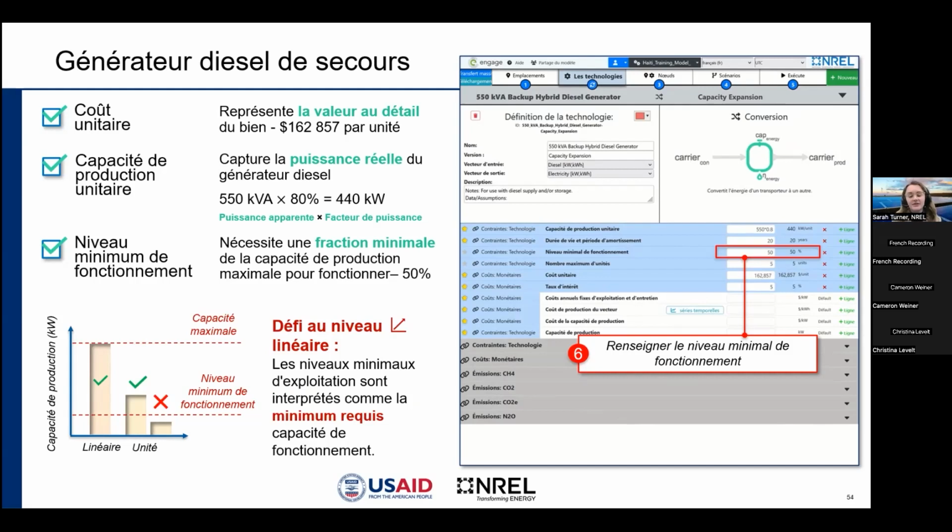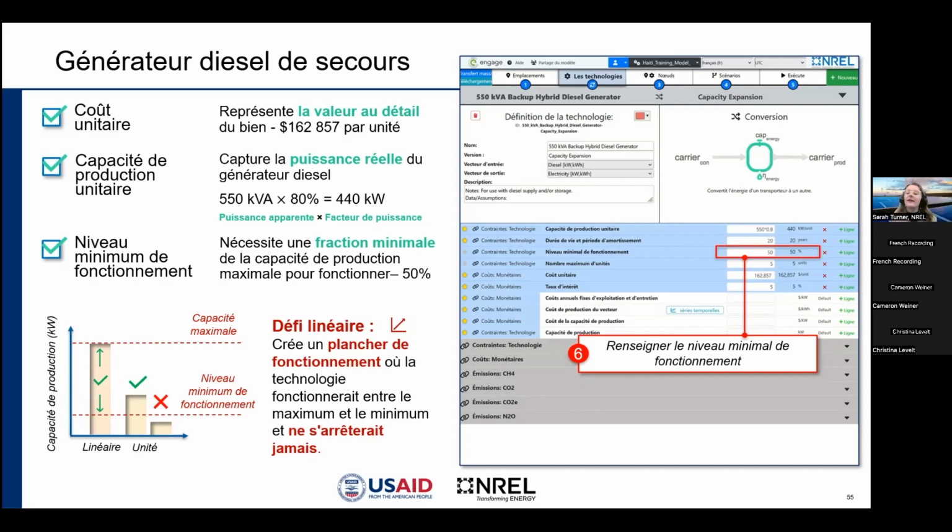Linear capacity expansion technologies, on the other hand, can't do this and would interpret the minimum operating level as the required minimum capacity that they should be operating at. In other words, the technology would never shut down and would always operate between the maximum and the minimum load. To avoid this hassle, minimum operating level is usually kept off in a linear capacity expansion technology to avoid creating what we could call an operating floor.